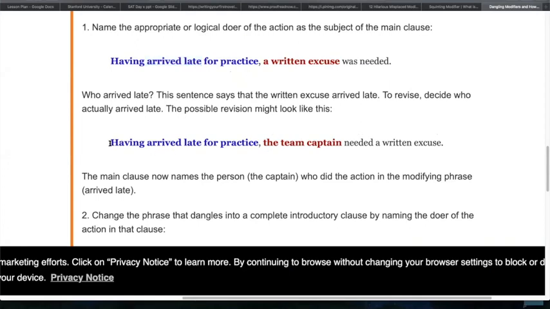This is correct because having arrived late for practice, the team captain, wait, is this correct? Yeah, the team captain was the person that arrived late. And you'll notice that the team captain is right next to the modifier. So we know it's clear.